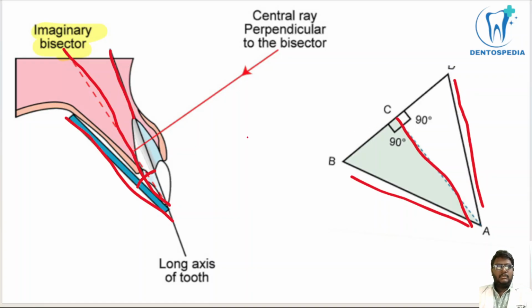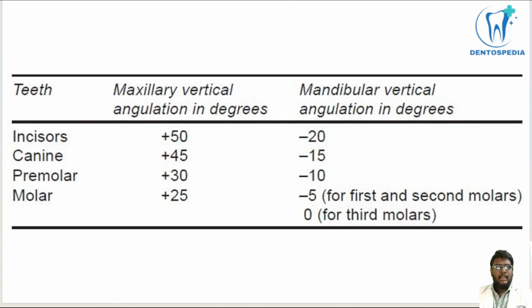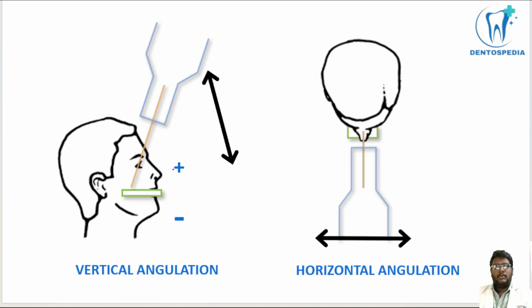Now you can see the application of Cieszynski's rule of isometry. Okay, and in this technique we have two angulations, horizontal angulation and vertical angulation. Vertical angulation is nothing but we move the X-ray cone up and down. For maxillary teeth we use positive angulation. For mandibular teeth projection we will use negative angulation. And in horizontal angulation we just move the cone left and right based on the point of interest.